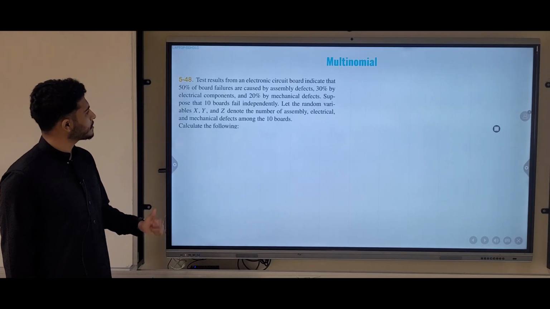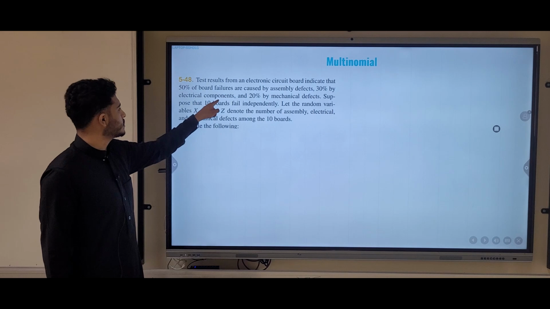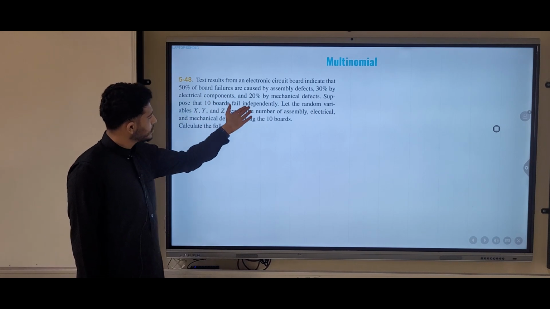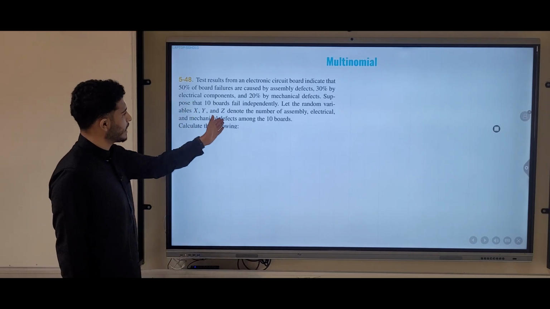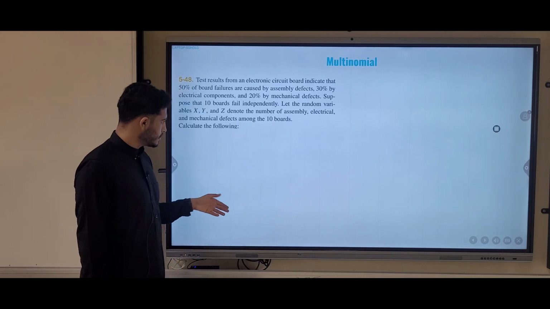So this is the first type of defect we have, 30% by electrical component. Okay, so this is the second type of defect we have, and 20% by mechanical defects. Okay, good. Suppose that 10 boards fail independently. Good, we know that the failures are independent.